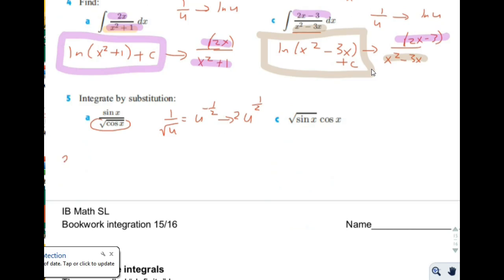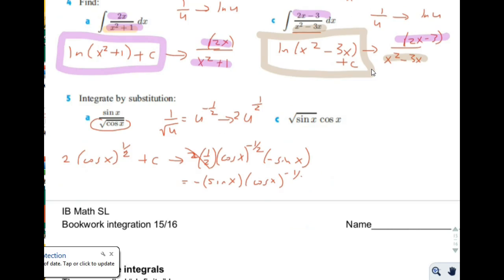So let's try that. We're going to say 2 cosine x to the 1/2. Oops, don't forget plus c. So let's take the derivative of that, see if it works. The derivative of that would be 2 times 1/2 times cosine of x to the negative 1/2. And then we have to take the chain rule. What's inside it would be negative sine of x. Now the 2's cancel out there. And then we end up with negative sine of x times the cosine of x to the negative 1/2.